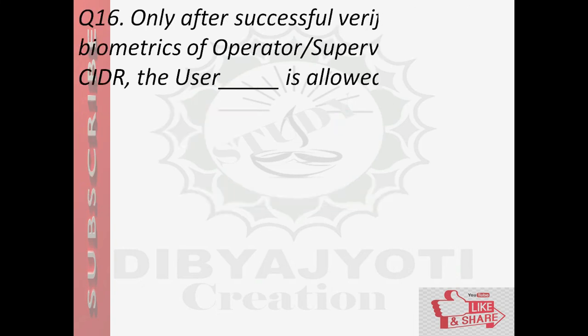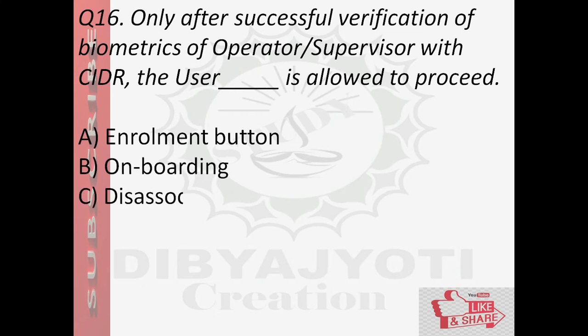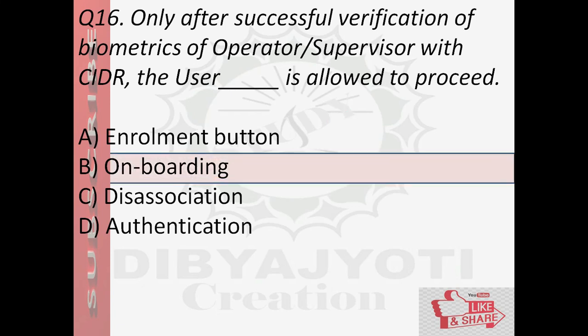Question number 16, only after successful verification of biometrics of operator or supervisor with CIDR, the user DASH is allowed to proceed. Option A, enrollment button. Option B, onboarding. Option C, disassociation. Option D, authentication. And answer is onboarding.